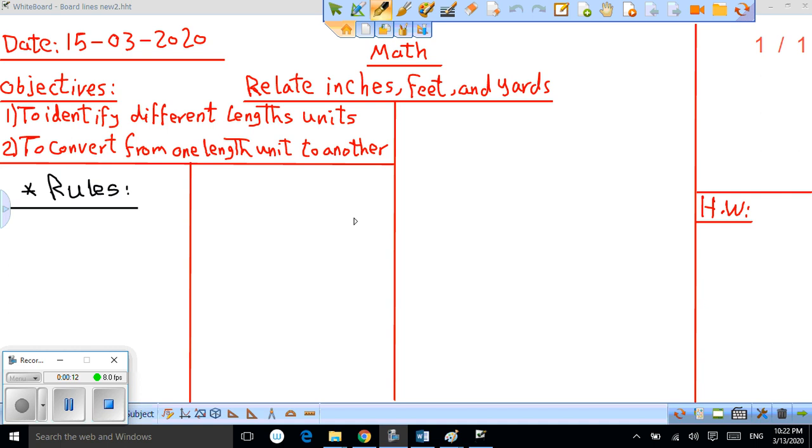Our objective is to find the relation between inches and feet and yards and also convert between them. First, let's see the relation between these measurements.